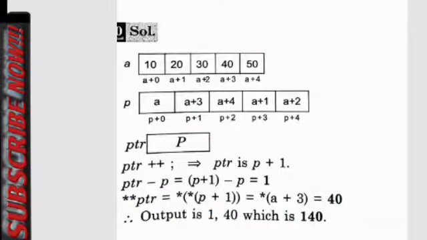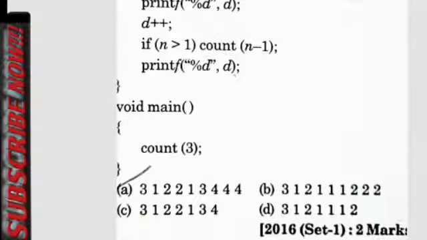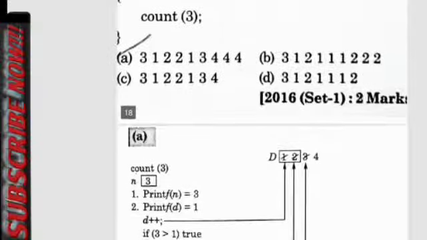Now come to the next question. What will be the output of the following program? Void count int n, static int d equal to 1, print n, print d plus plus. If n is greater than 1, count n minus 1, print d, and void main function count 3. Now come to the solution of this question.